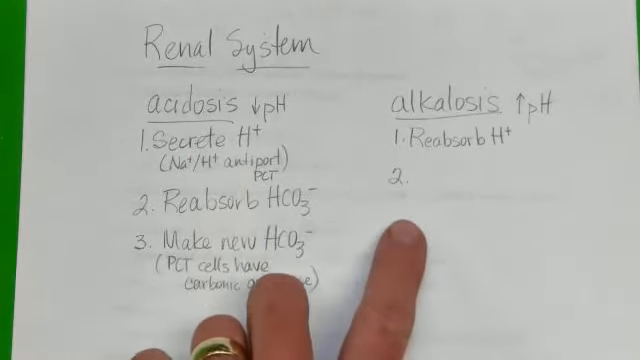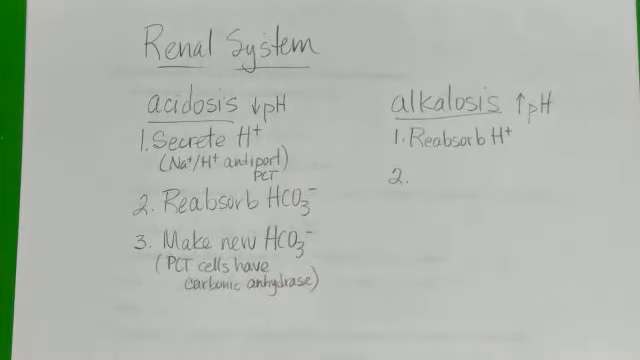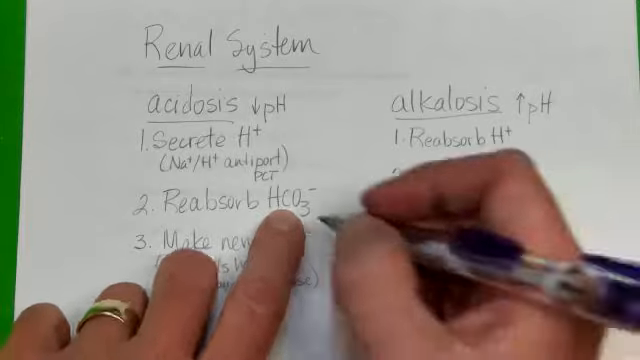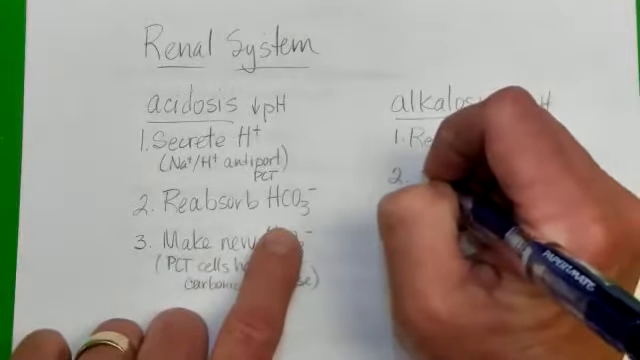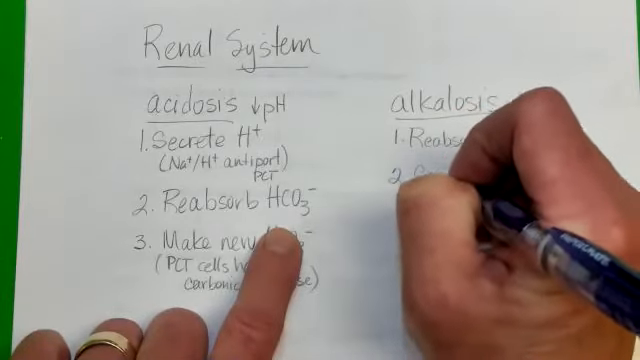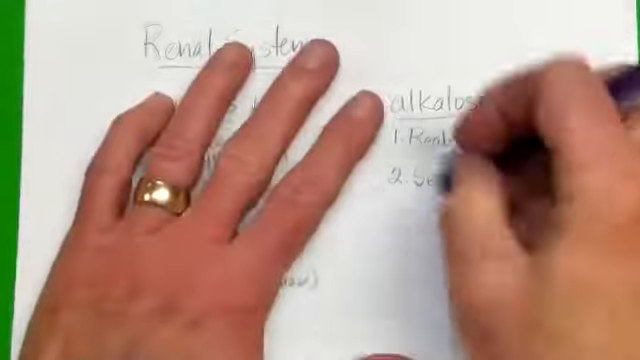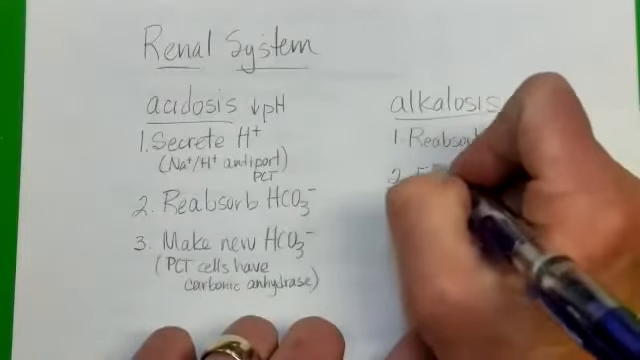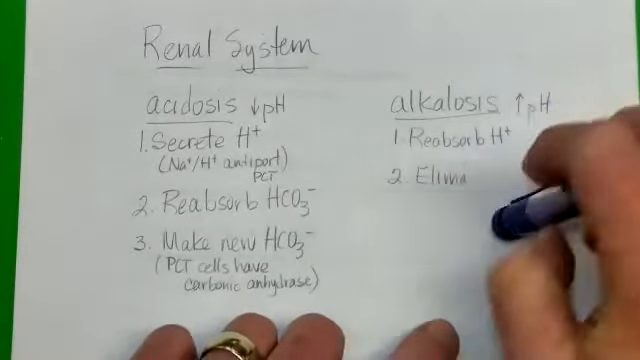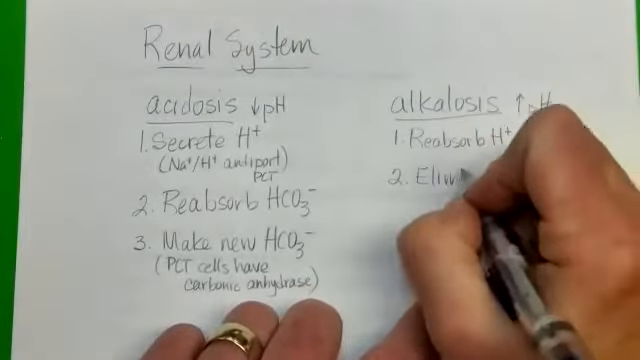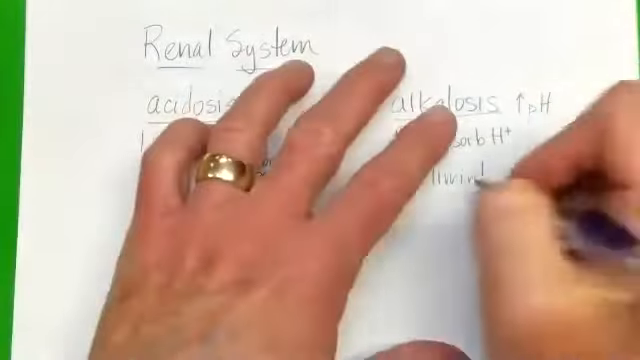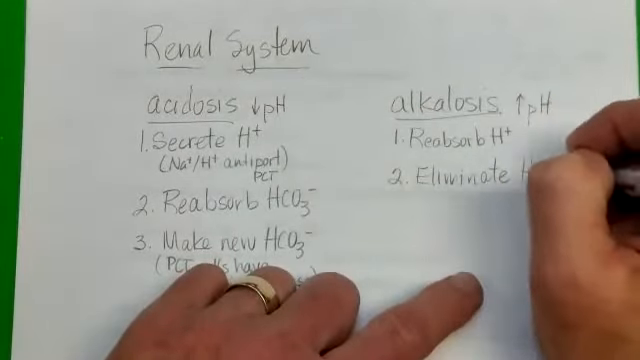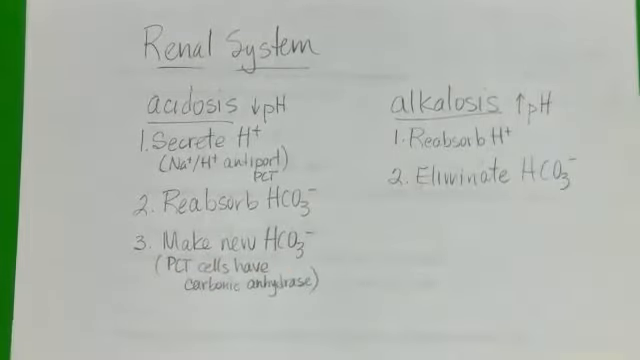All right, so obviously we're doing the opposite things here. If I'm in an alkalosis state, then it means that I don't have enough hydrogen ions, because guess what? They're bound to bicarbonate. So I guess we can put secrete. I don't know that I'll really secrete it. We'll just put eliminate. We won't reabsorb bicarbonate. Let's put it that way. Eliminate bicarbonate.